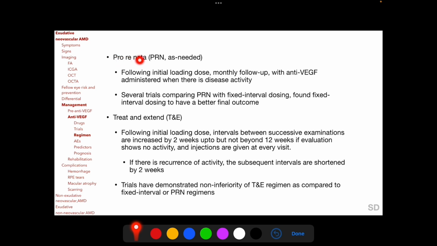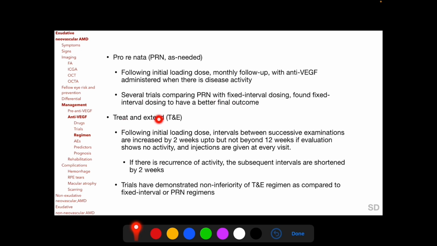In the pro-rata regimen, also known as the PRN regimen or as-needed regimen, following an initial loading dose of once-a-month injections for the initial 3 months, monthly follow-up is performed with clinical evaluations and OCT examinations, and anti-VEGF injections are administered only when there is disease activity detected on OCT. Several trials comparing PRN with fixed interval dosing found fixed interval dosing to have a better final outcome.